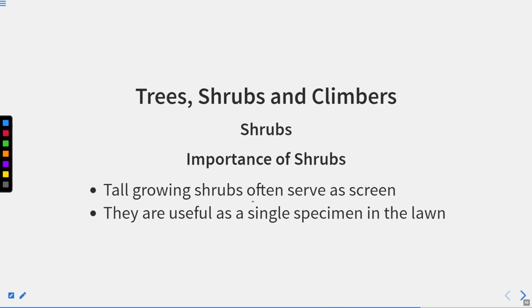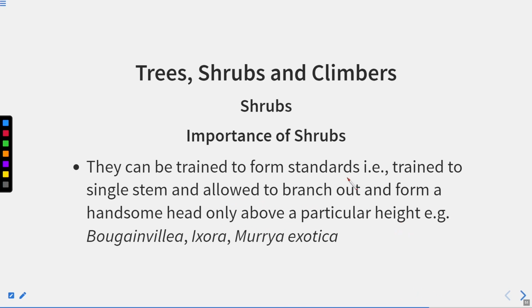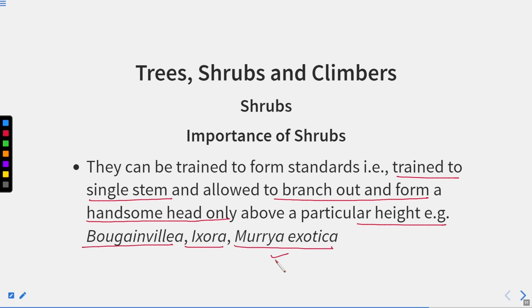Tall growing shrubs often serve as a screen. They are useful as a single specimen in the lawn. They can be trained to form standards, that is trained to a single stem and allowed to branch out to form a handsome head only above a particular height, that is Bougainvillea, Ixora and Murraya exotica. So these are some of the plants that can have a single stem, and they can have a beautiful branching head like this. So we can maintain our shrub in that way, right?